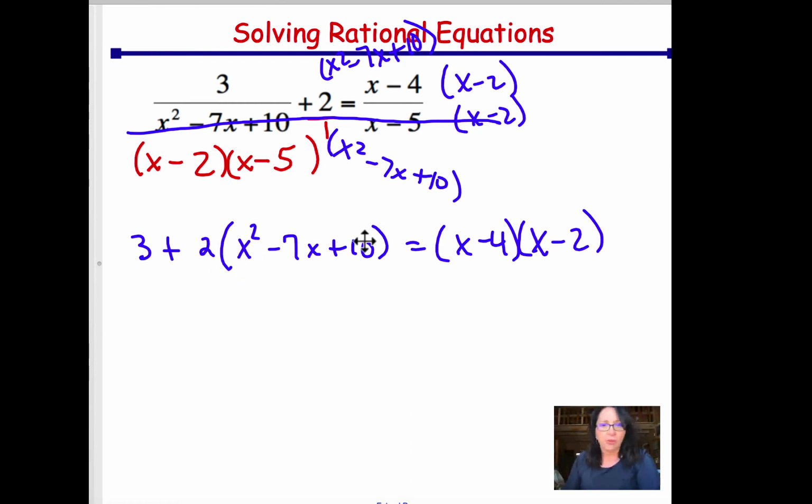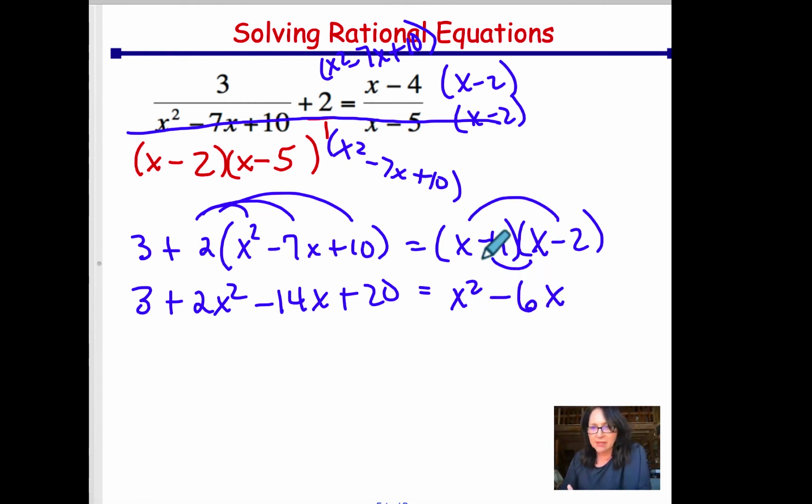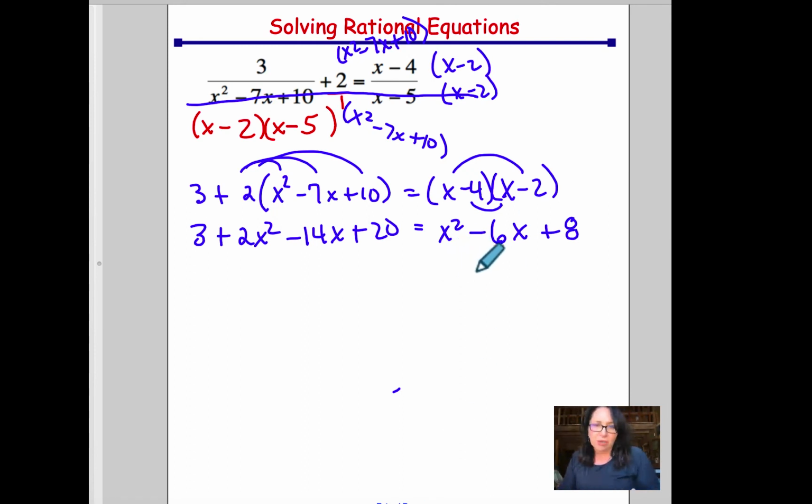And what that's going to do is I just have to simplify now that my denominator is gone and they're all exactly the same. We are going to get 3 plus 2x squared minus 14x plus 20. And that's just me distributing that 2. And then on the right, I'm going to get x squared minus 2x minus 4x, which is minus 6x. And then negative 4 times negative 2 is plus 8. Again, this is quadratic, so I am going to set this equal to 0, and I'm going to move all my values that are on the right over to the left-hand side and set that equal to 0.